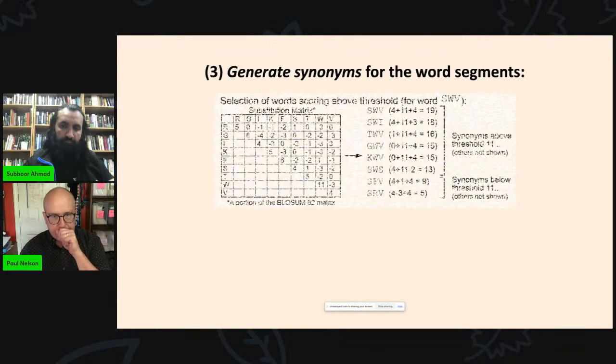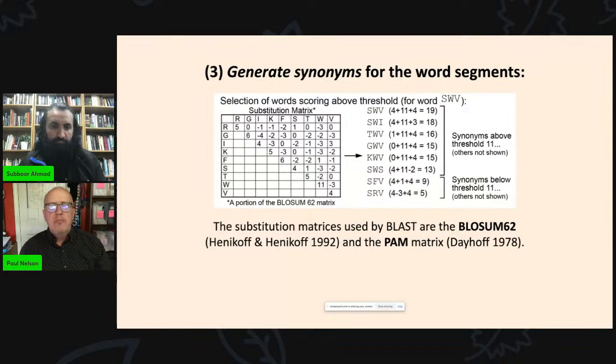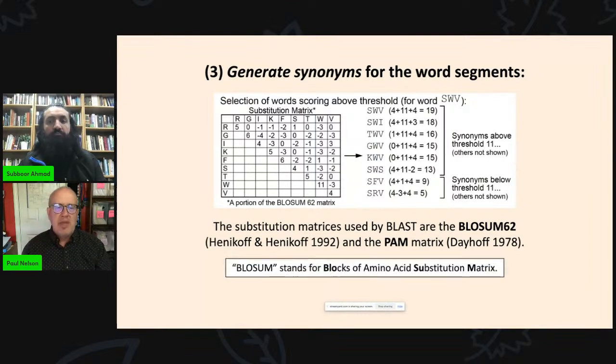Now, because proteins vary and amino acids can substitute for each other in protein assembly and protein evolution, you need to have synonyms for the words to make sure you're casting your net. I apologize for mixing metaphors. To make sure you're casting your net widely enough to get relevant hits. So there are two substitution matrices that have been used with BLAST, Blossom 62 and PAM.